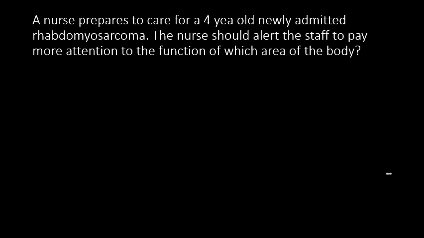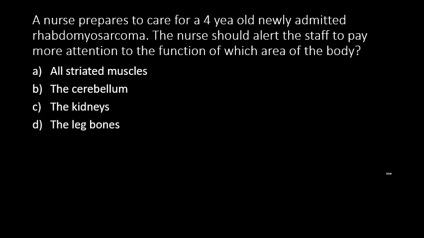Next question. A nurse prepares to care for a 4-year-old newly admitted with rhabdomyosarcoma. The nurse should alert the staff to pay more attention to the function of which area of the body? Option A. All striated muscles. Option B. The cerebellum. Option C. The kidneys. Option D. The leg bones. And the answer is all striated muscles.